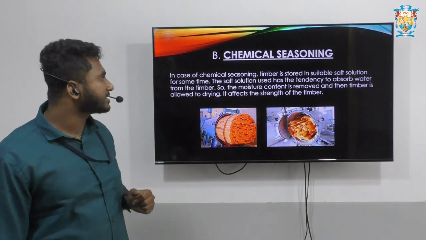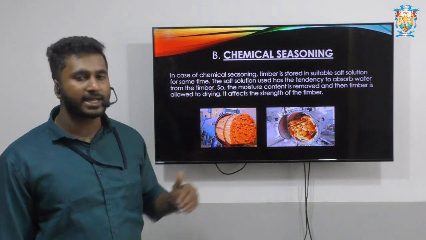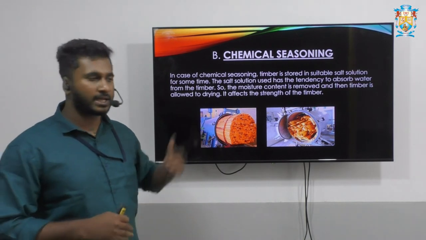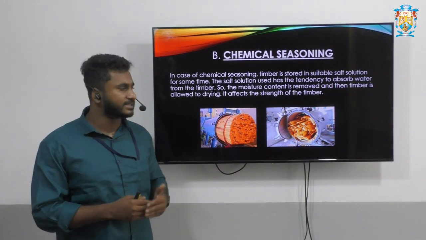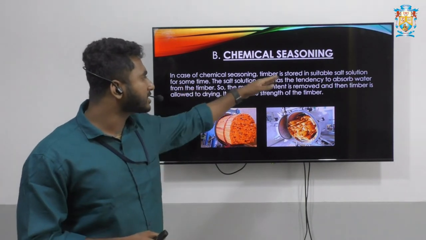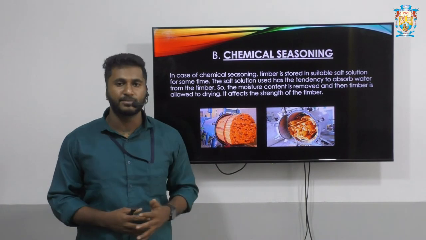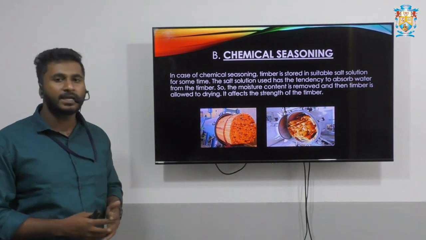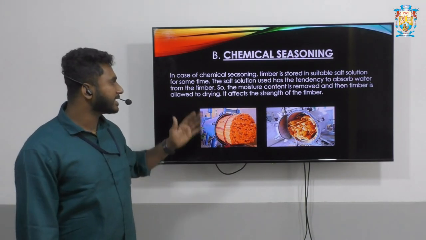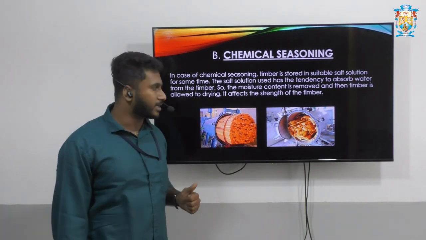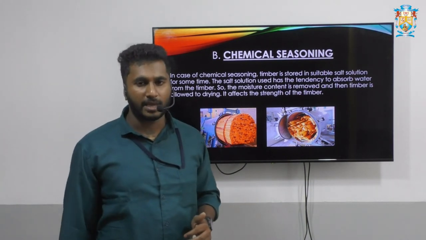Next type is chemical seasoning. In chemical seasoning, the timber is stored in a suitable salt solution. In the boiling process, the timber is boiled for 3 to 4 hours. Here in chemical seasoning, it is immersed in a salt solution for some time. The salt solution has the tendency to absorb the water content present in the timber. So the moisture content is removed and the timber is then allowed to dry. It will increase the strength of the timber as well. So that is about chemical seasoning.